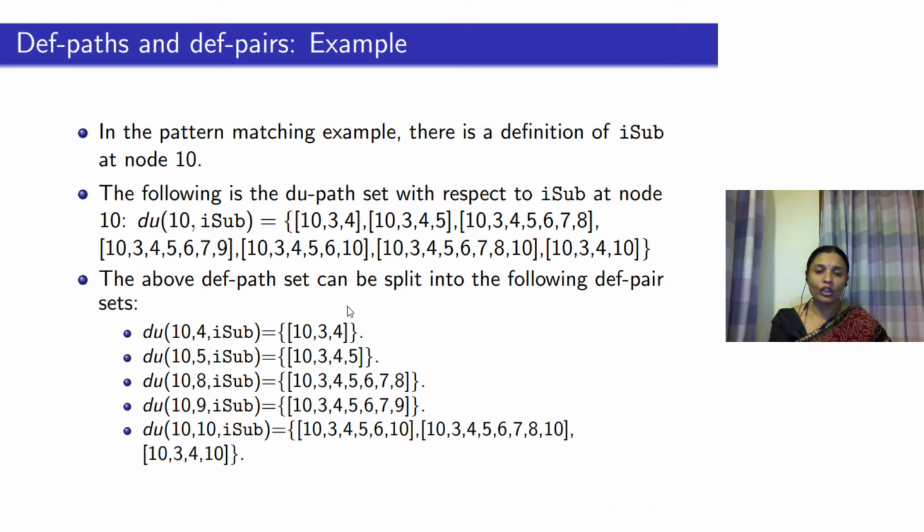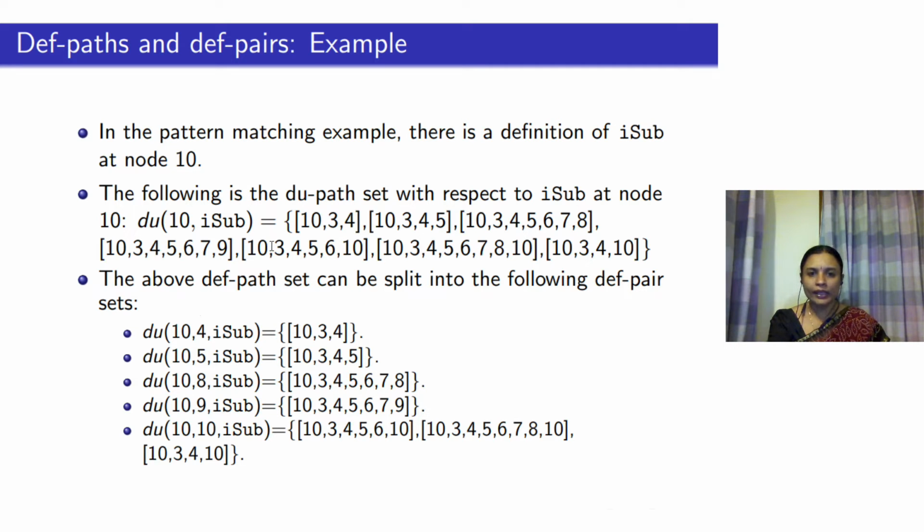Now I can break down the uses also. So I can say du 10 for I sub. This is for the variable I sub. The definition is at 10. The use is at node 4. That is this du path 10 to 3 to 4. For the same variable I sub, definition at node 10 ends in the use at 5 in the du path 10 to 3 to 4 to 5. For the variable I sub, the definition at node 10 ends in the use at node 8 through this path, du path 10, 3, 4, 5, 6, 7, 8, and so on.